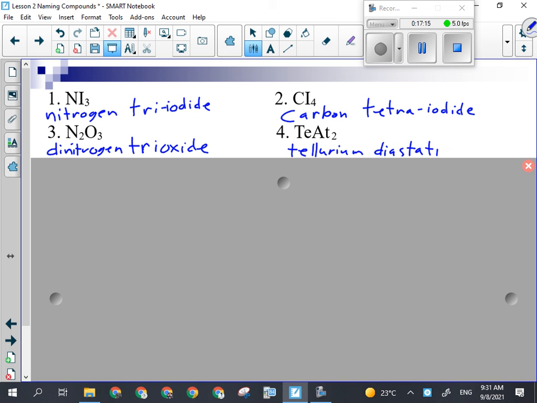Now, I had a whole bunch on here that were 1s, but I didn't put mono on them. Why? Because it's the first one. We don't use mono as a prefix if it's the first material. I don't know why. Chemists just have to feel important and have weird, tricky rules. So you don't put mono on the first element, but you would put it if it was appropriate on the second one.